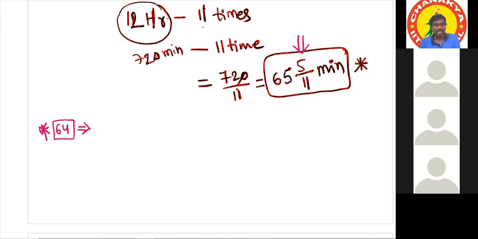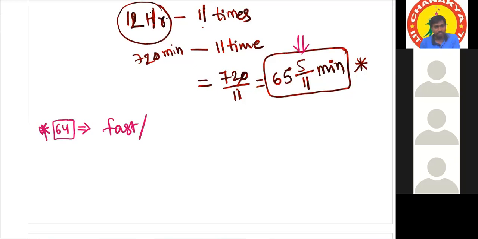It is running fast because it is taking less time. We have provided 65 5 by 11 minutes, but it is taking less than that. Less than the provided time means it is moving faster, right? Yes, sir. And is it gaining time or losing time? Losing time, sir.